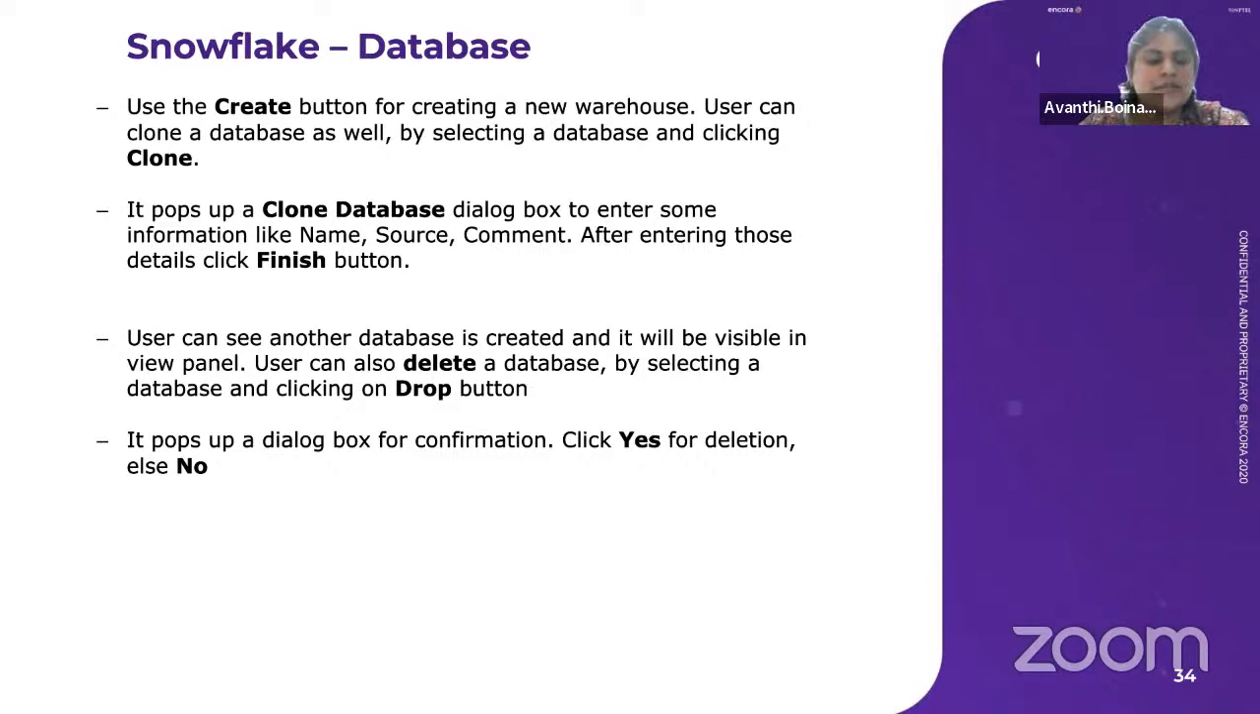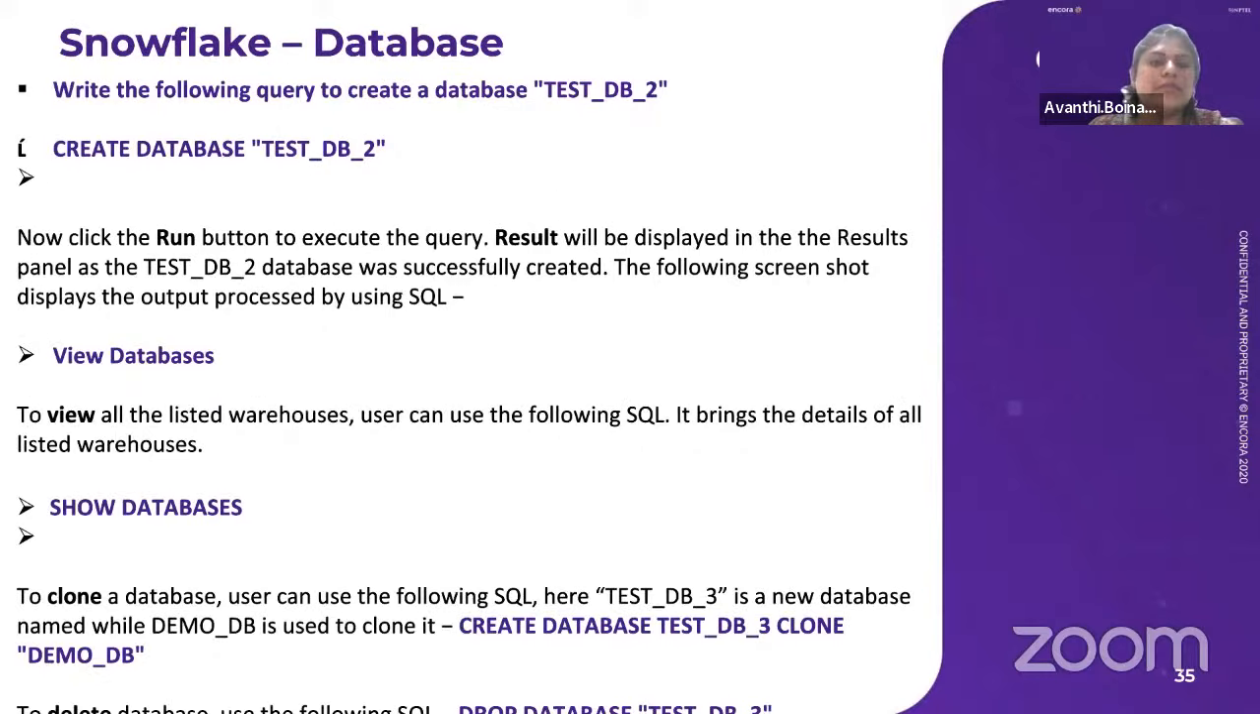Next, the user can see another database is created and it will be visible in the view panel. The user can also delete a database by selecting it and clicking on the drop button. It pops up a dialog box for confirmation. Click yes for deletion, else no. This is how it acts. So this is about the Snowflake database.